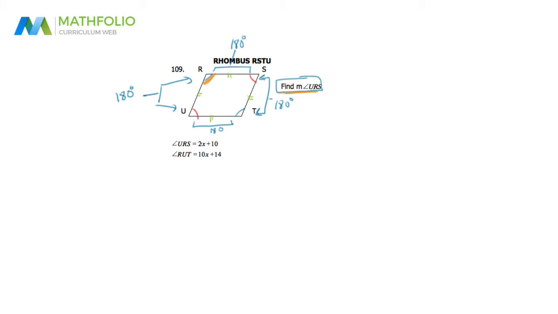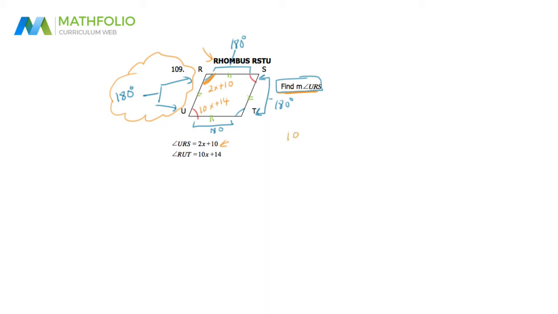And we know here it's labeled as 2x plus 10, URS. And we know that RUT, R to U to T, which is right here, is 10x plus 14. So what we just said here is actually pretty important right now. We're able to solve this because we know a fact about a rhombus. We know that consecutive angles are supplementary.